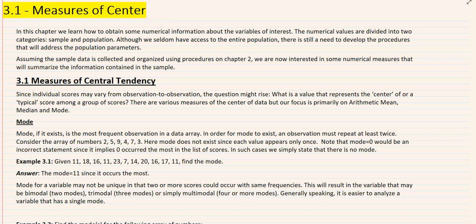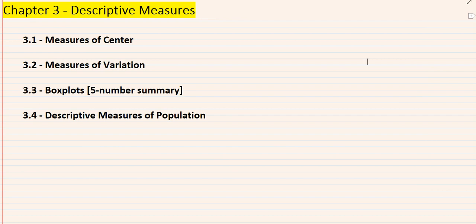Hello everyone, we are in chapter 3. Chapter 3 talks about descriptive measures of sample and population. So this is the outline of the sections of chapter 3 we're going to take a look at. There are 4 sections in chapter 3 and we're going to cover all 4 sections. In this video, we're just going to cover section 3.1.